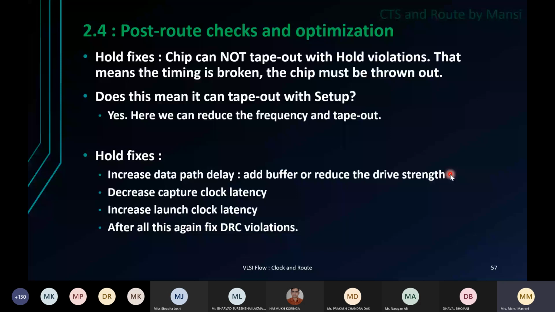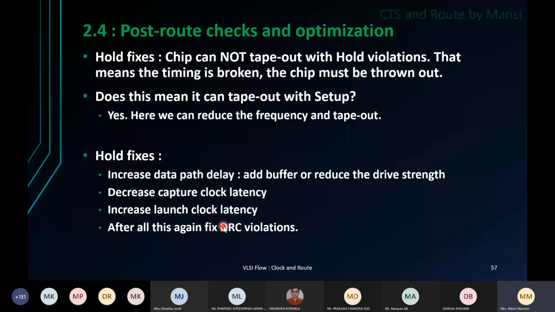And after all this is done, once the route is done, EM fixes are done, hold fixes are done, it again does one more round of design rule violation fixes. That is where the routing ends. The tools used for routing and CTS are Synopsys IC Compiler, Fusion Compiler, and Cadence Innovus.